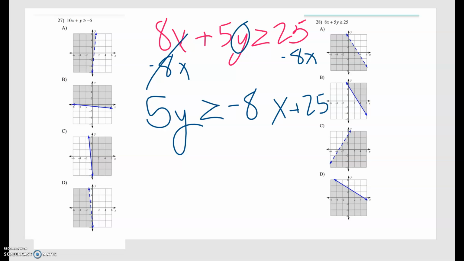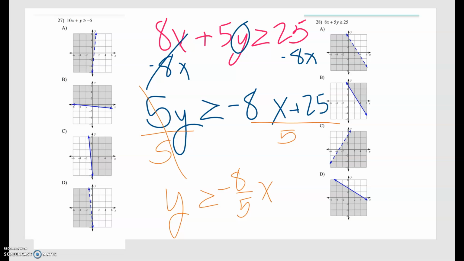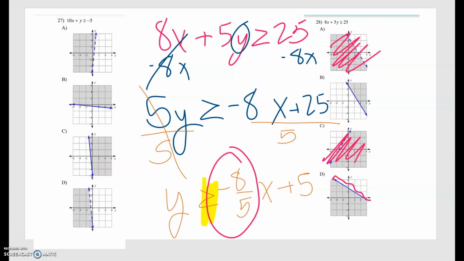Now what I want to do is get rid of the 5. So I divide both sides by 5. I get y is greater than or equal to -8 over 5 x, and then 25 over 5, which is +5. So my graph has to cross at +5 and then go down 8 and over 5. It also has to have a solid line. So it has to be solid, so I know it can't be this one, and it can't be this one. It has to have a negative slope, so it has to go downhill. So it's got to be this one. It's got to be D.